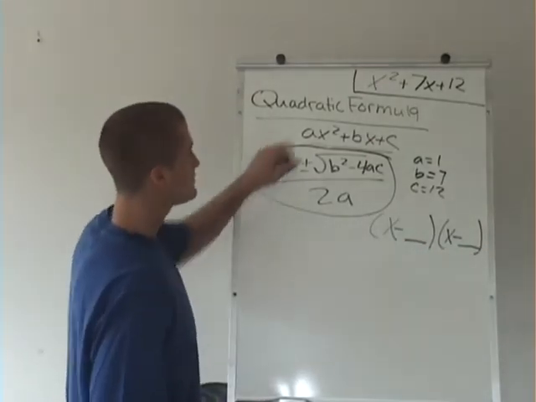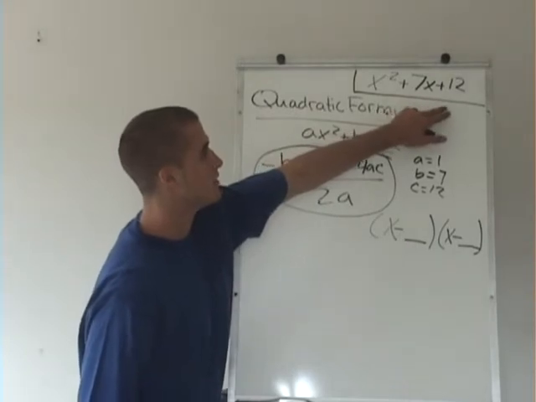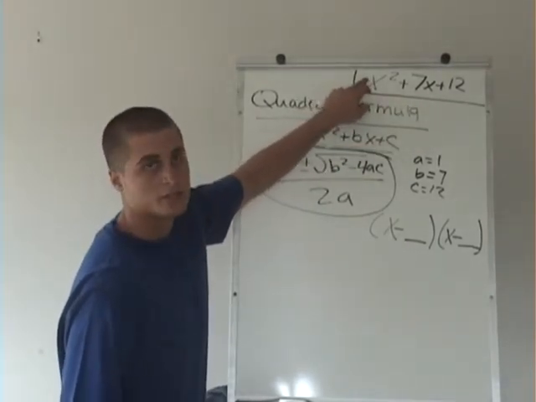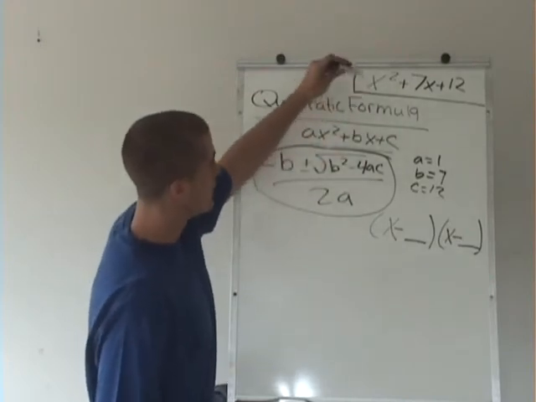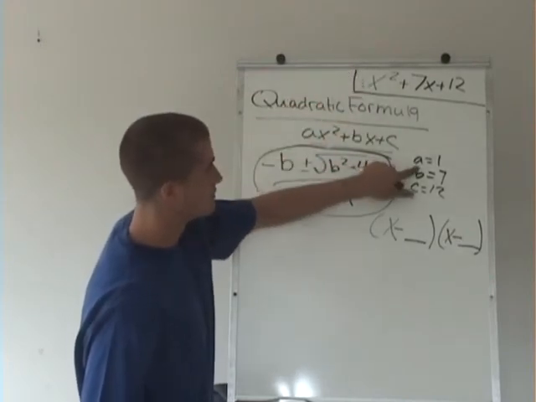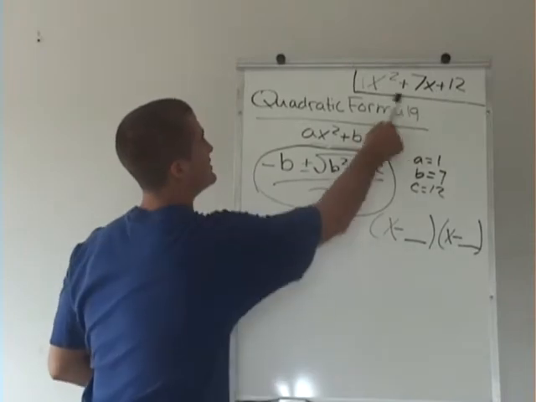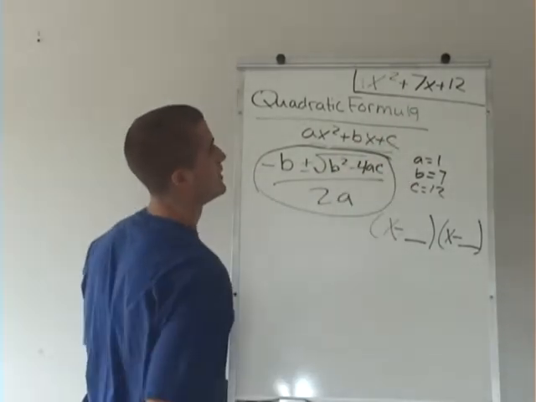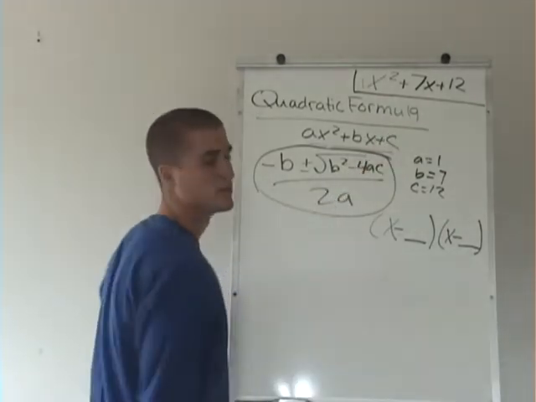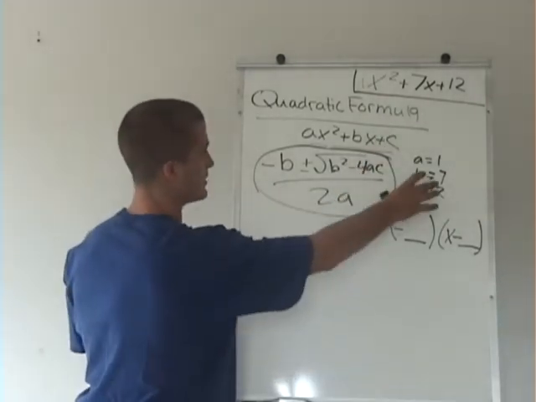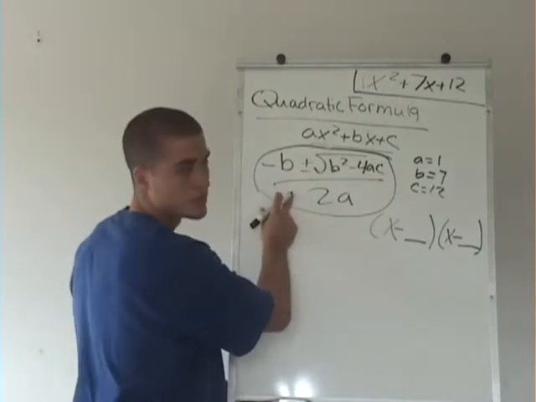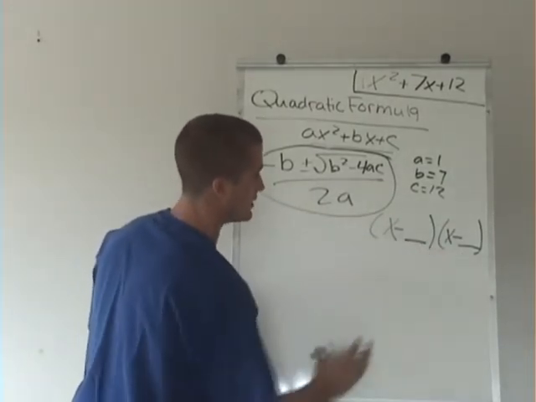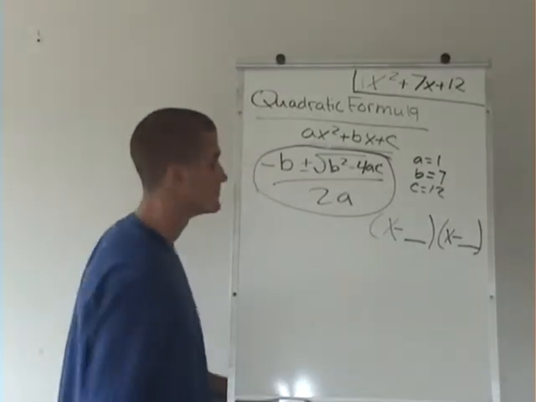Alright, so looking at our polynomial up here, we see that a is equal to the coefficient of the x squared term, so a is 1. b is equal to the coefficient of the x term, so b is equal to 7, and c is equal to 12. All that we do is plug these numbers into this quadratic formula right here, and we're going to come out with the roots that we can use for the factorization.